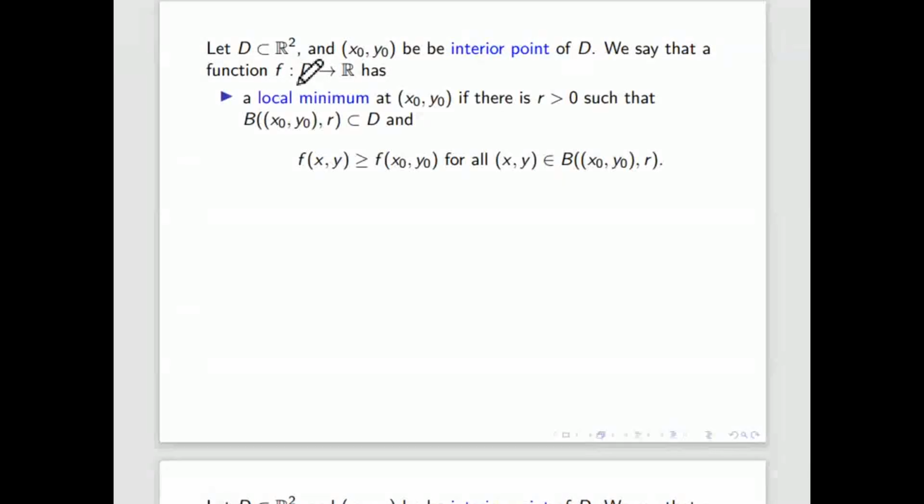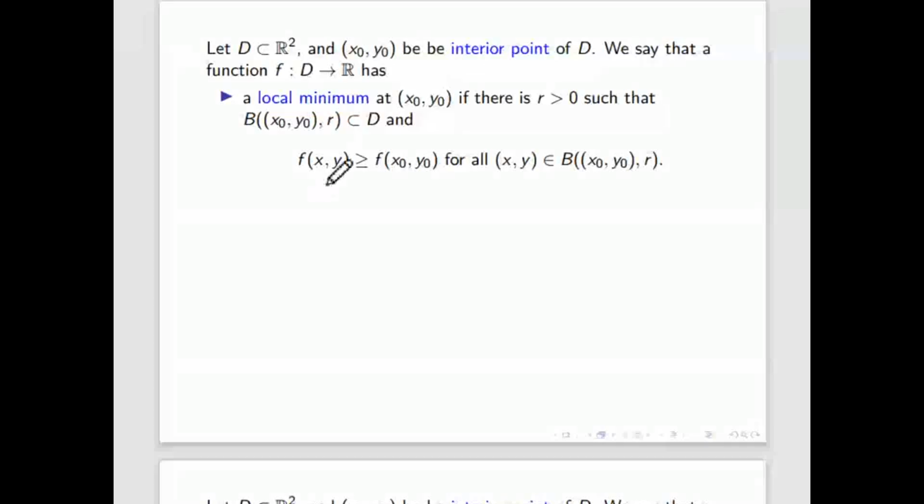So when we say local minimum, a point x0 comma y0, that is an interior point, not a boundary point, is said to be a local minimum if there exists an r that is positive, such that B(x0, y0, r) — this notation means it is a ball, or in two variables a disk, centered at x0 comma y0 with radius r.